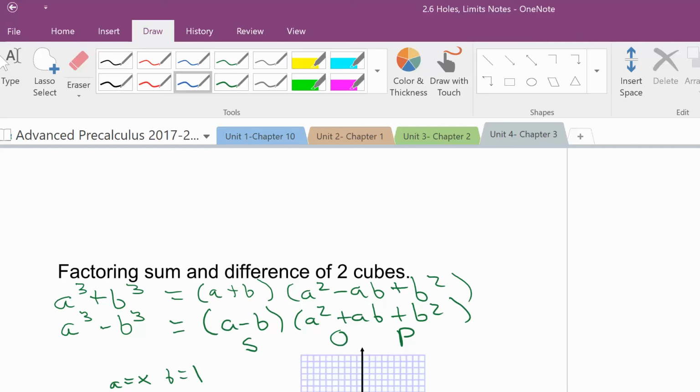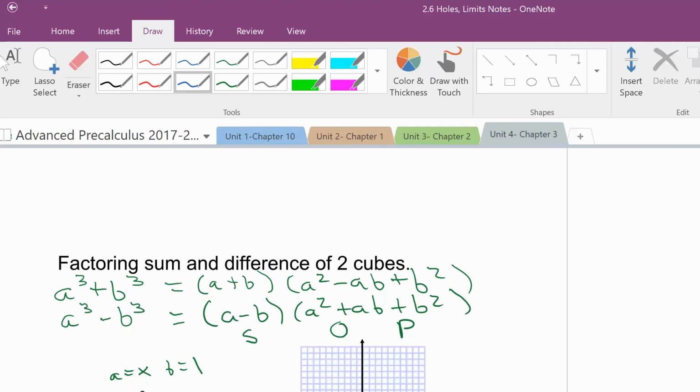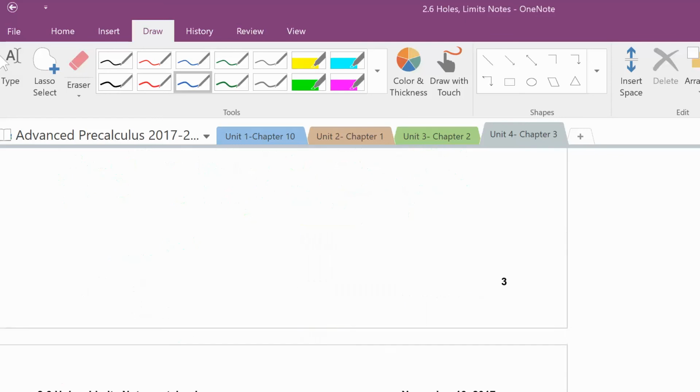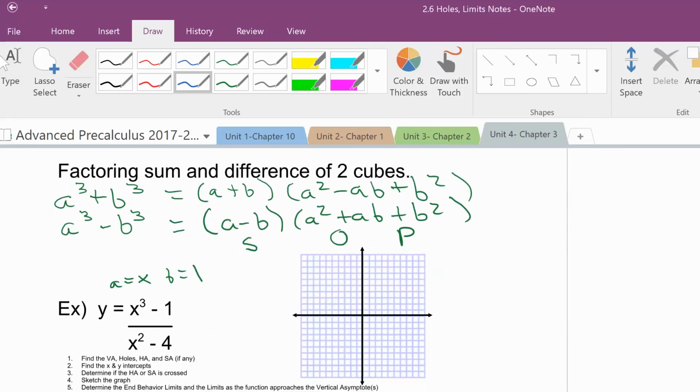And then when we talk about the sum and difference of two cubes, notice we have formulas here. We have the formulas for the sum and difference of two cubes, a to the third plus b to the third, and a to the third minus b to the third. Notice the pattern is the same. The only difference is the signs. The signs are the same in the first grouping, then it's opposite, then it's positive. So it's always a, and then b, and then a squared, ab, and b squared.